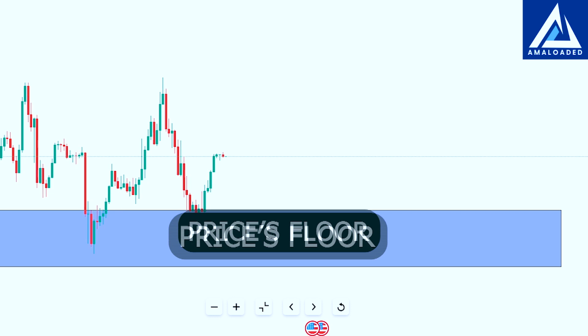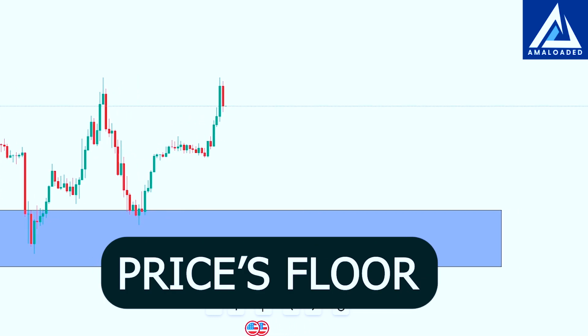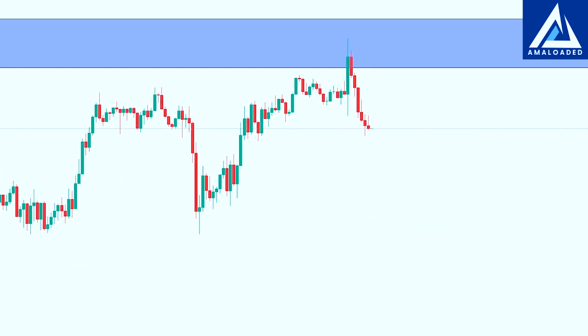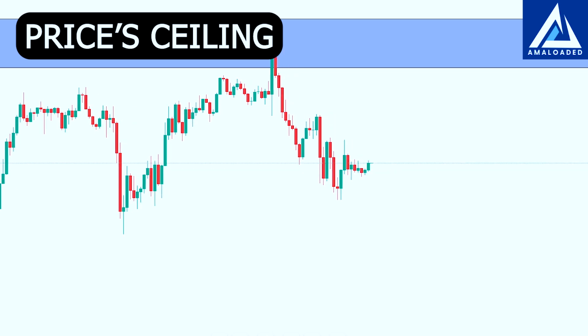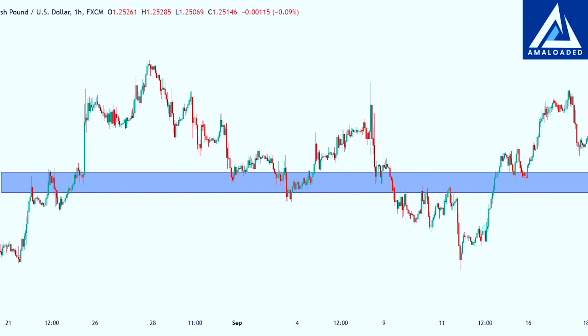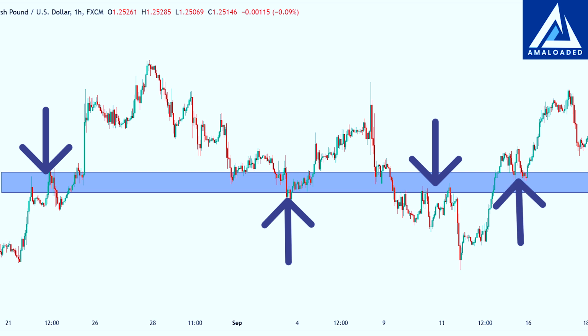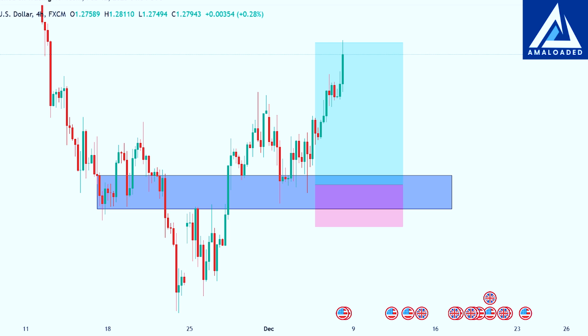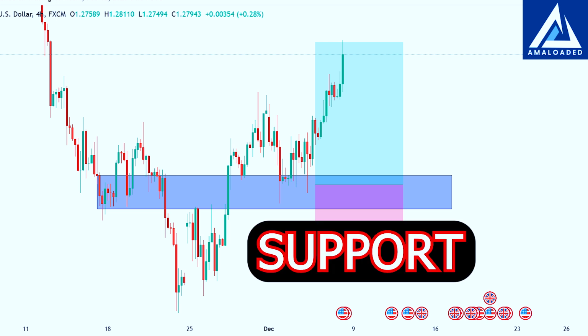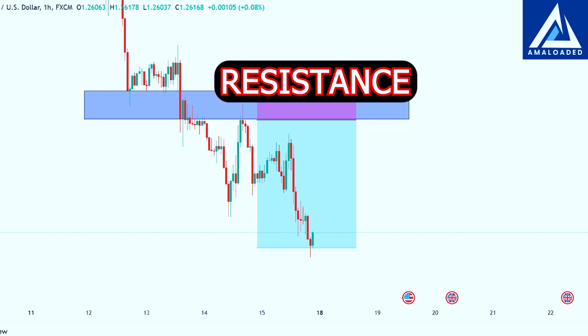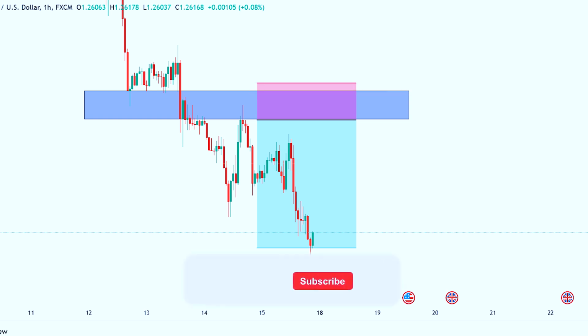Support is a price floor zone, holding price from falling down, while resistance is a price selling zone, holding price from going up. These areas are based on historical price and how many times price has reacted at the support and resistance zone. In today's video, I want to show you how to use these areas of support and resistance to make good trading decisions during trending market.